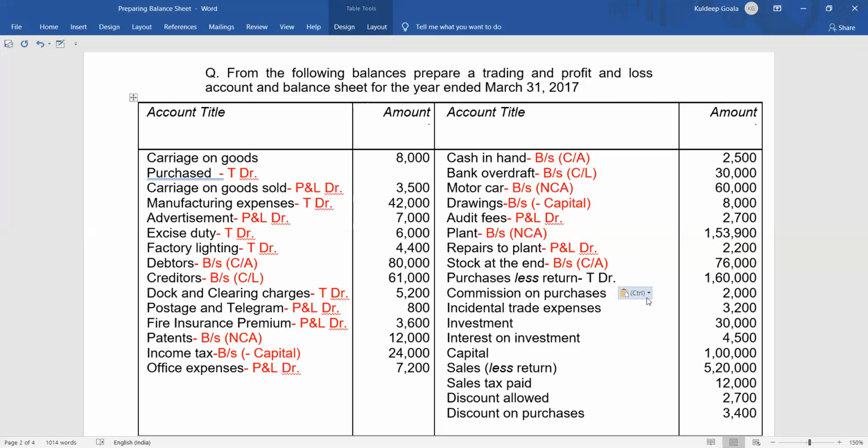That will come in the trading account debit side. Less return means it's a net purchase. We also call it net purchase. Then commission on purchases, we have to pay commission for the purchases. That also, being related to purchases, will come in the trading account debit side.